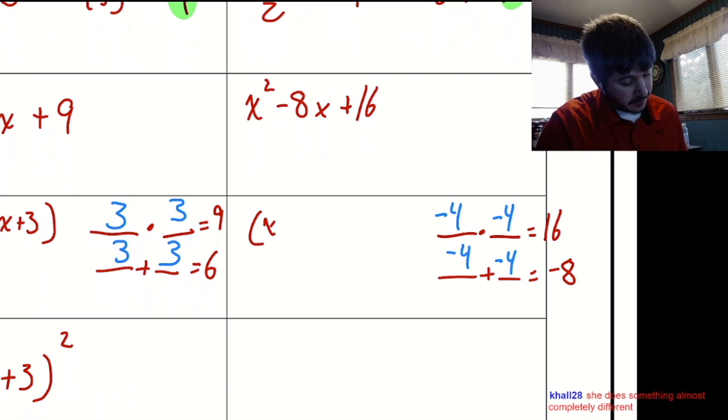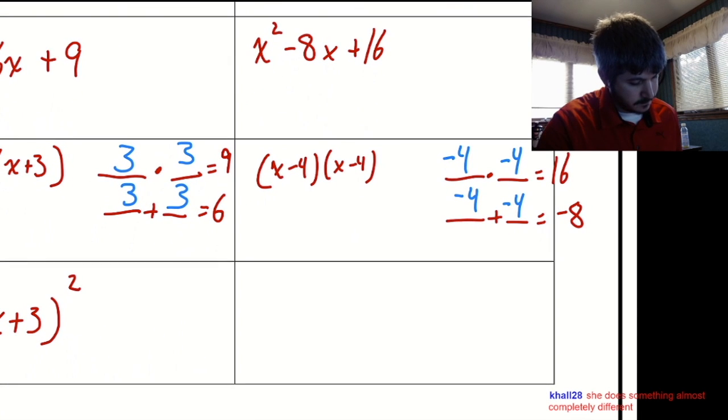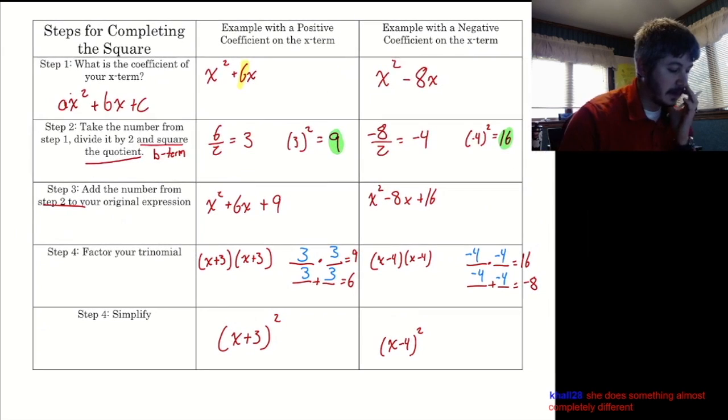So your factors are x minus 4 and x minus 4, which is then x minus 4. Whoops, I should be writing this in the last blank. X minus 4 squared as our final answer.